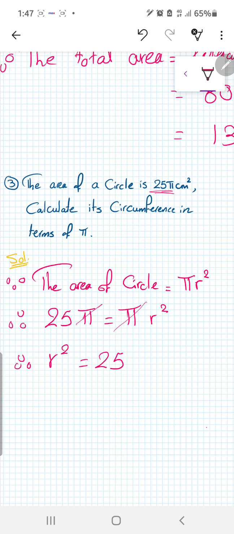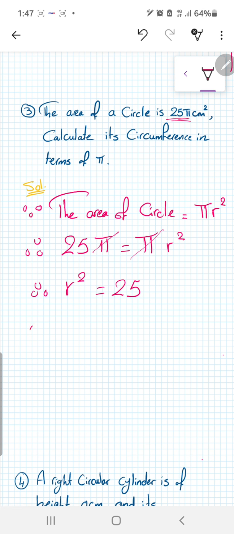It's also an equation. We want to get the unknown, which is r. So take the square root to both sides. When we take the square root, we write positive or negative. But here we take only the positive square root of 25 because we talk about the length. We don't have a negative length. Okay, so r equals 5 centimeter.